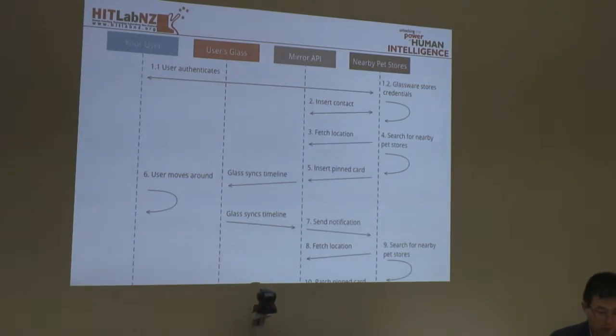And this is about the location update. So when the user moves around and the location is updated, the Mirror API, which is Google's own web server, notices it and tells your web server, and then your web server can push some content based on the location as well.